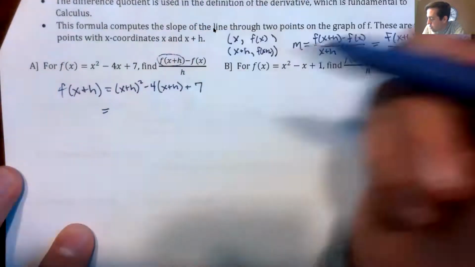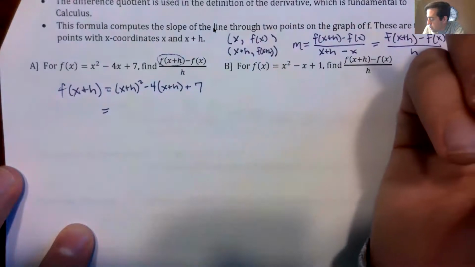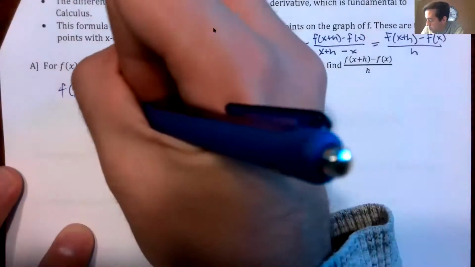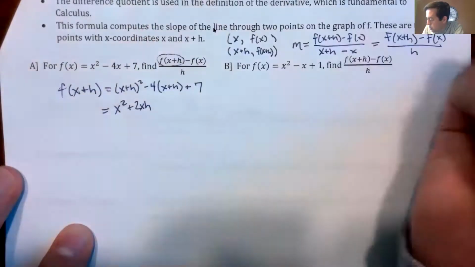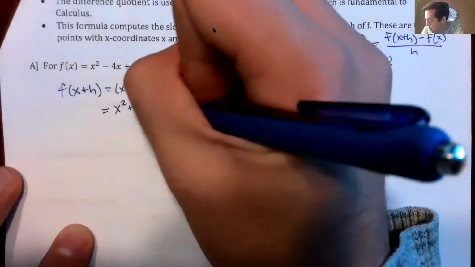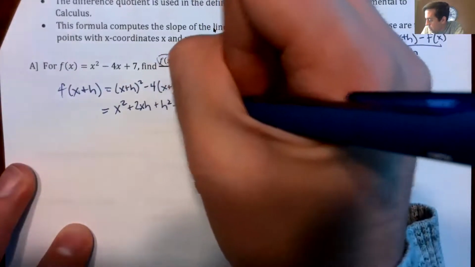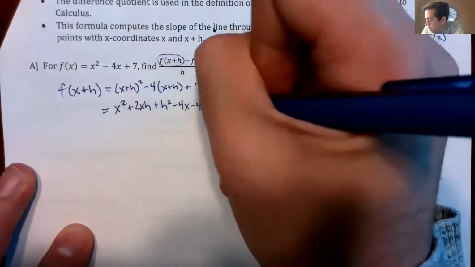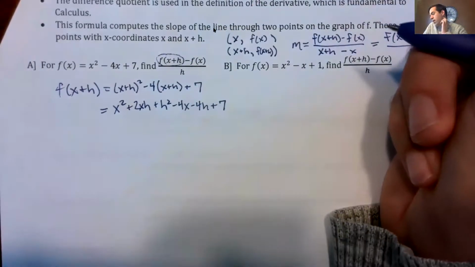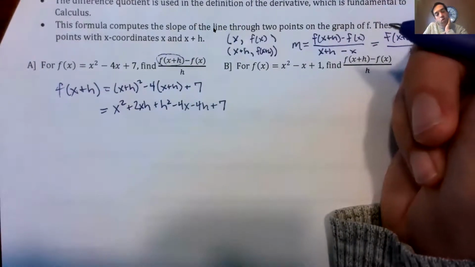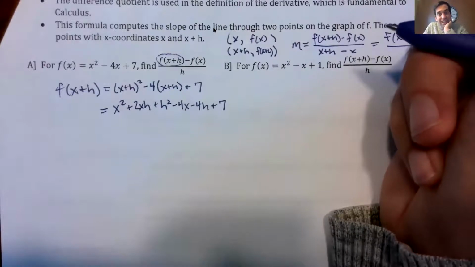And so the first thing here we're going to do is FOIL. So we have x squared plus xh plus xh is plus 2xh plus h squared. We can distribute the negative 4, so we get negative 4x, negative 4h, and then plus 7. And unfortunately, we have no like terms, so we're stuck like that.